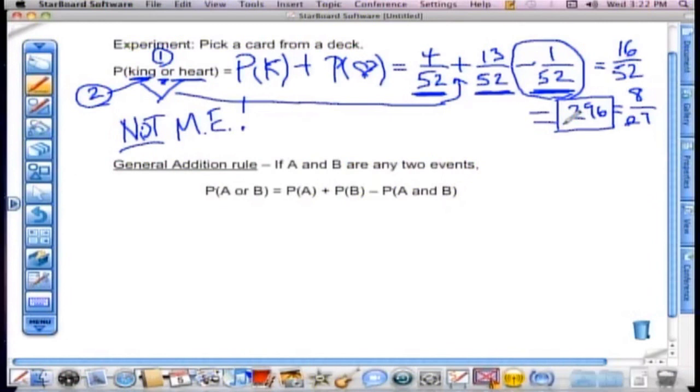Okay, so this brings us to the general addition rule, which says if A and B are any 2 events, then the probability that A or B occurs is the sum of the probabilities minus the overlap. And that is the probability that A and B both occur when the experiment is performed. And note that if A and B do happen to be mutually exclusive, then this part drops out, because the probability that A and B can both occur is impossible. That part is 0.